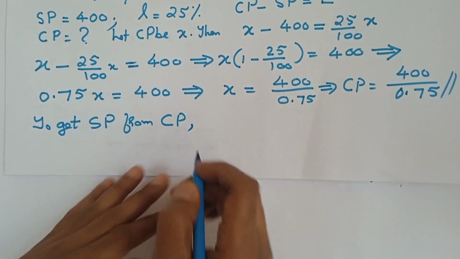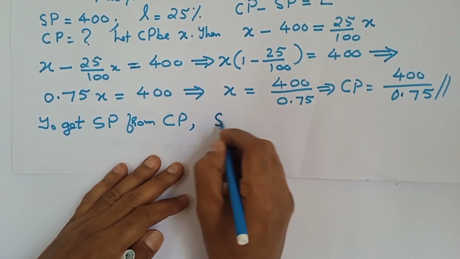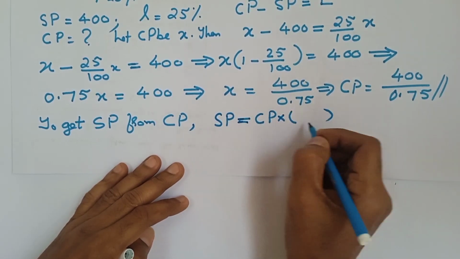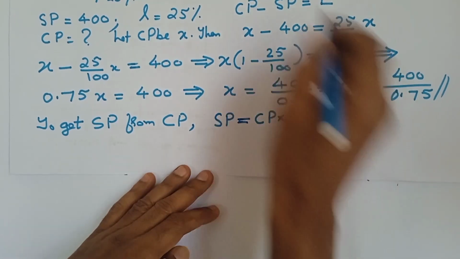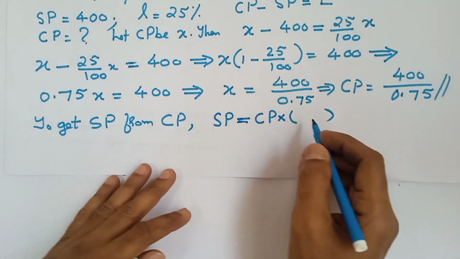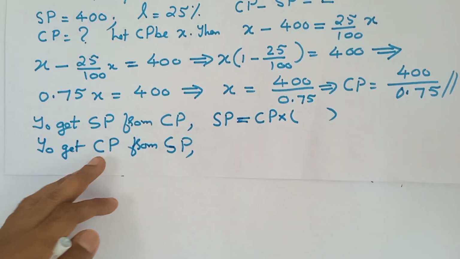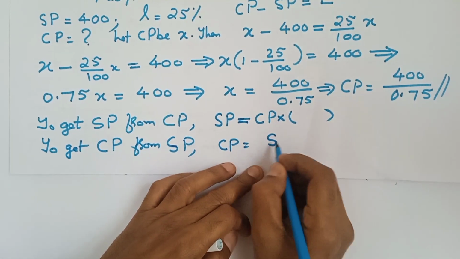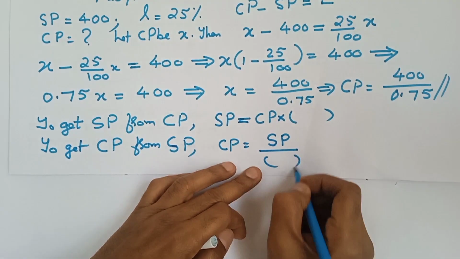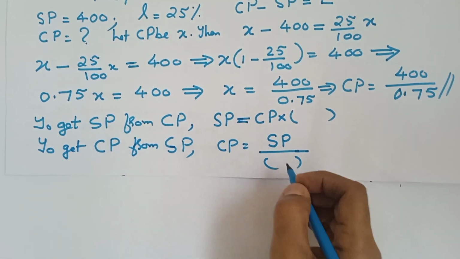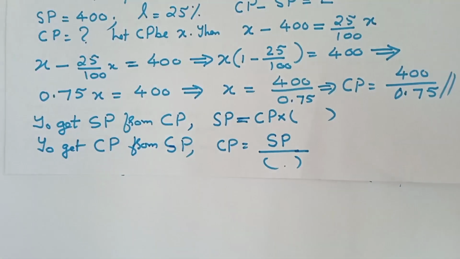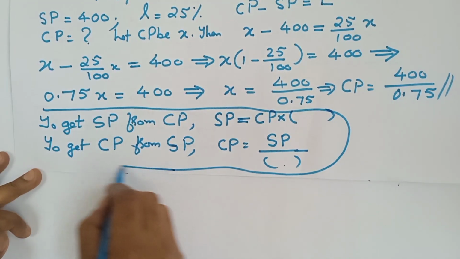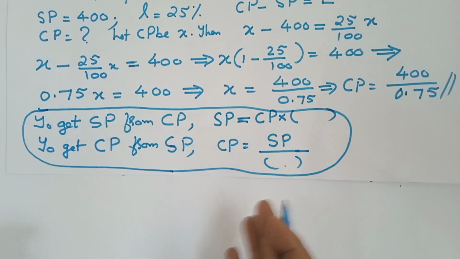To get SP from CP, you multiply CP by a suitable number. That number is obviously related to the loss or profit percentage given in the problem. Now to get CP from SP, what do you do? You divide SP by a suitable number. Again, that number is related to the profit or loss percentage given in the problem. You memorize these 2 points, it will go a long way in helping you while tackling long and complicated problems.